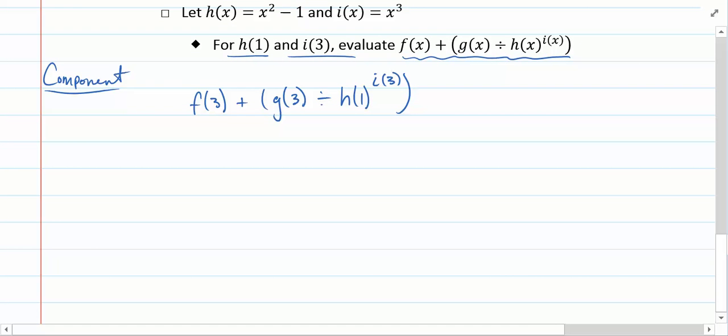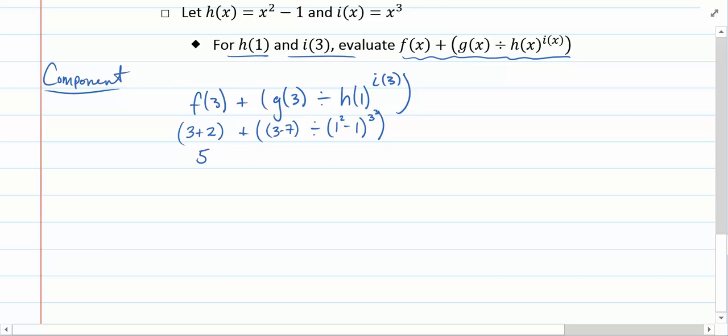F of 3, the function evaluated at 3, well, again, we've seen that all along. That's 3 plus 2. We'll add to that the result of g of 3. Well, that's been 3 minus 7 all along. We will divide h of 1. Now, this is our first new function in a while. When I evaluate 1 inside the function h, I need to think 1 squared minus 1. So that takes care of my h function. And I'll raise to the power of I evaluated at 3. Well, the function I is x cubed, so I need to take my input value 3 and cube that.